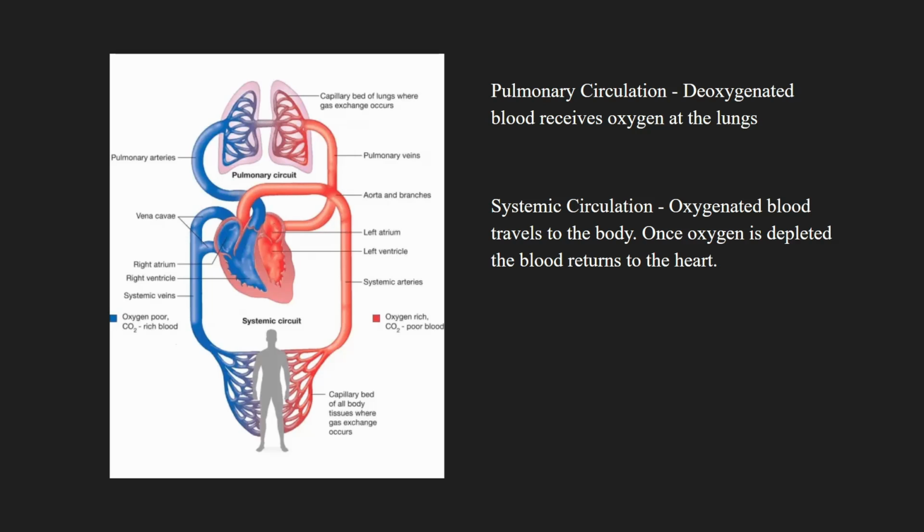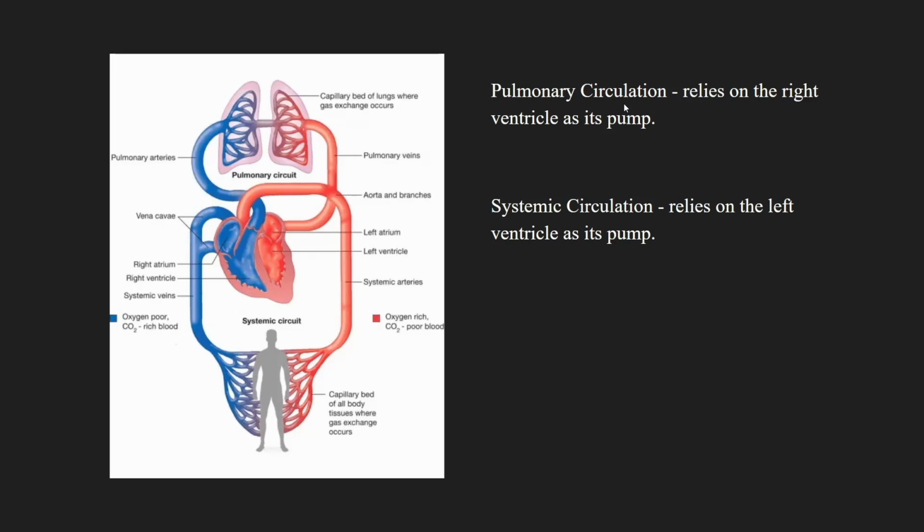But once the oxygen is delivered off, the blood needs to receive more oxygen again. So what happens? This blood from the body goes back to the heart, and it's going to enter into the heart through the two vena cavas right here. We have the superior vena cava and the inferior vena cava. The superior takes blood from the top of your body, and the inferior takes blood from the lower part of your body. And then it's going to enter into the right atrium, and then the pulmonary circuit is going to start again. So that's how the two circuits work, or the two circulation systems work. And it's interesting to note that the pulmonary circuit relies on the right ventricle as its pump to push the blood out, while the systemic circulation relies on the left ventricle to push the blood out to the body.